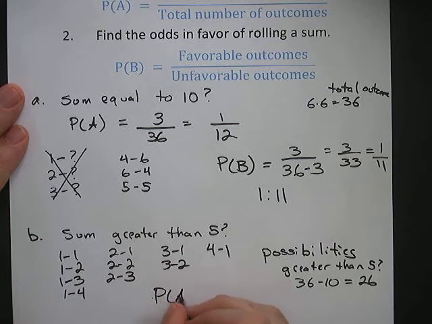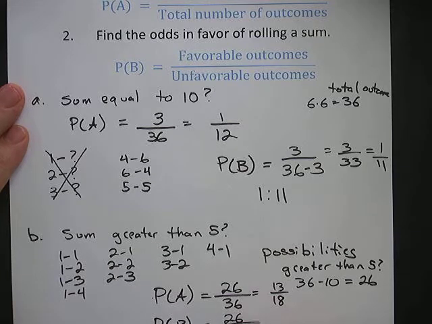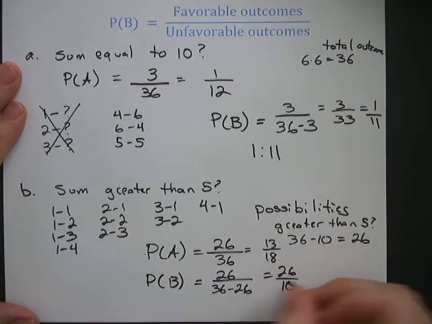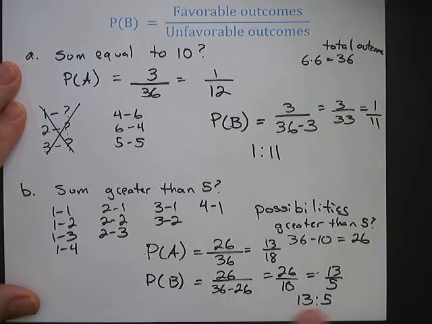So P of A is going to be equal to 26 favorable outcomes divided by the total number of outcomes, which is 36. Divide that by 2, you get 13 over 18. Now the odds in favor of this, the 26 is going to be the same, but the bottom is going to be 36 minus 26, just like we did last time, which gives you 10. So 26 over 10, which reduces to 13 over 5, or you can write it as 13 to 5. So out of 18 total rolls, you can expect 13 of them to give a sum greater than 5 and 5 of them to not give a sum greater than 5.